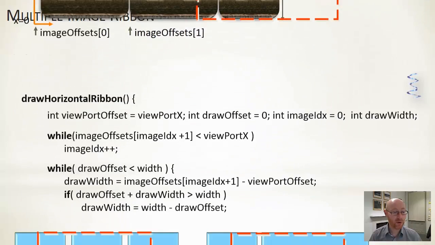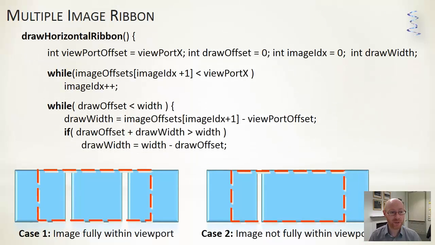So after we've done our while loop and we've worked out what is the first image that we want to draw, the next thing we have to do is to work out, well, how much should we draw? And there's a second while loop that comes in here. And whilst the draw offset is less than the width, in other words, whilst we still have some images that we can draw to fill in all of the viewport, we want to keep doing so until it's been completely filled in.